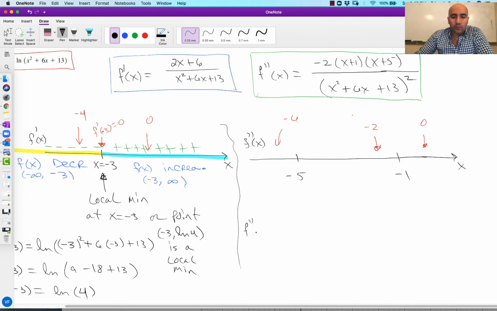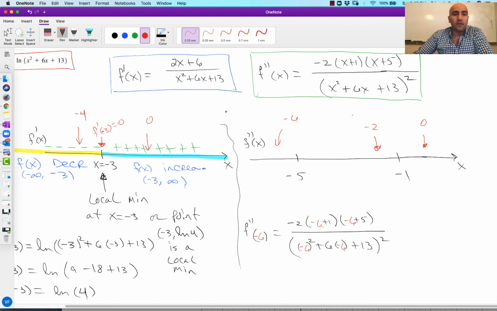So f double prime of blank is going to be equal to -2 times (blank plus 1)(blank plus 5) all over (blank squared plus 6 times blank plus 13) the whole thing squared. So if we start off with this -6, -6 there, -6 there, -6 there, the denominator is really easy to analyze because it's getting squared. It doesn't matter what's going to happen there.